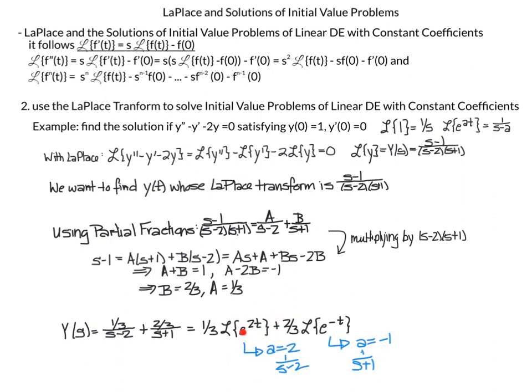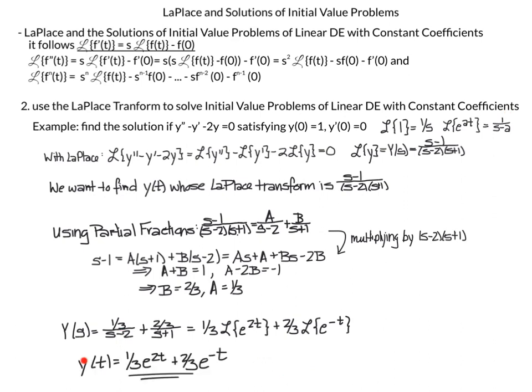Because the Laplace transform of e to the 2t, right, is equal to, here a would be equal to 2, 1 over s minus 2, which is exactly this here. So we're kind of just using this formula backwards. So this is our final answer. Our y of t is equal to 1/3 e to the 2t plus 2/3 e to the minus t, because this is the function whose Laplace transform is equal to 1/3 over s minus 2 plus 2/3 over s plus 1.